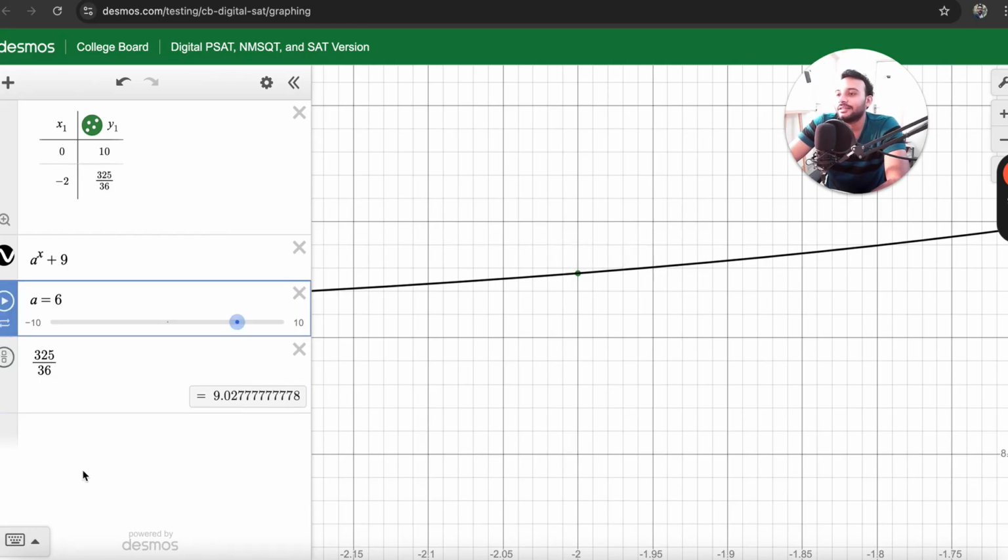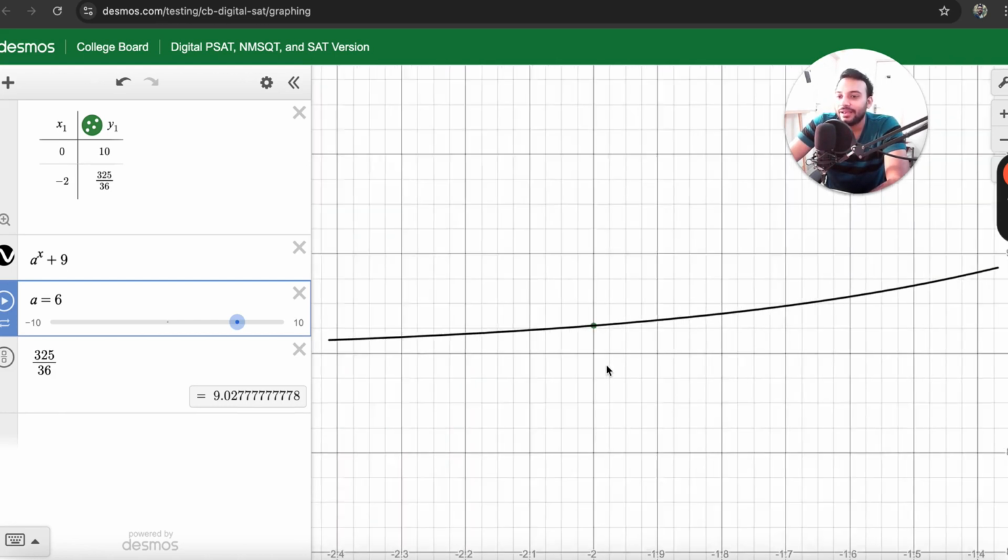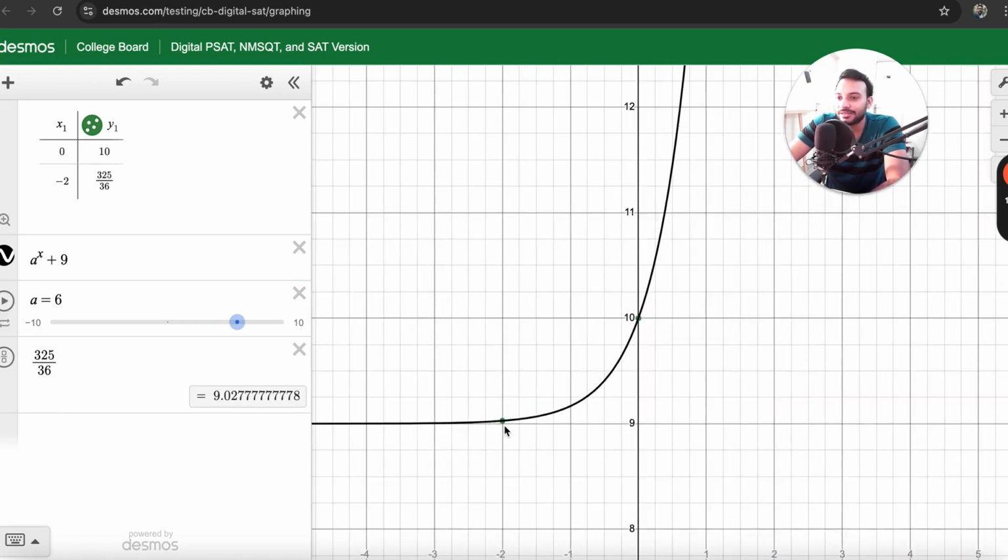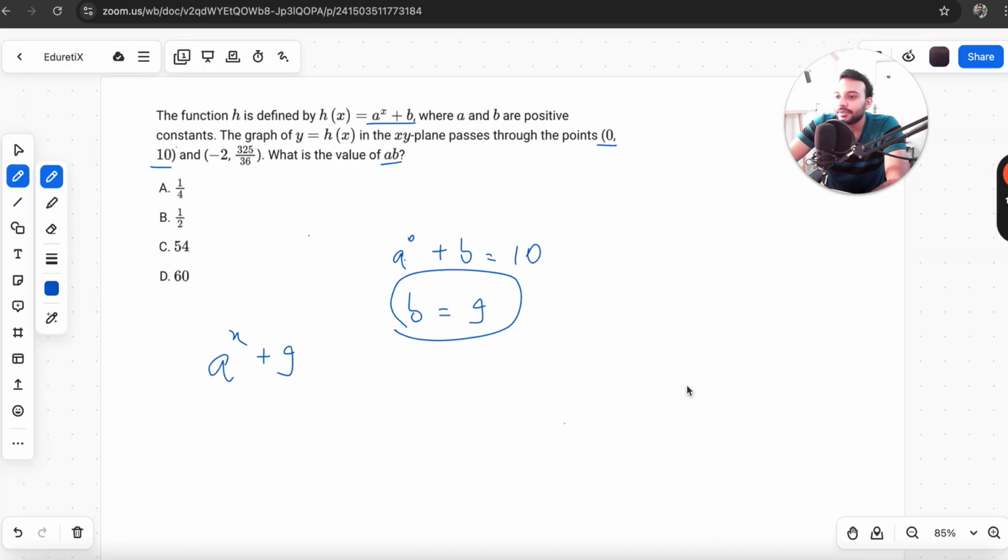So the actual function is 6 raised by x plus 9. Okay, a raised by x plus b, that's 6 raised by x plus 9. So in our question, it's asking what is the value of AB, a times b. A is 6, b is 9. A times b is 54, 9 times 6. So option C. This is how you can solve this kind of a complex question on Desmos.